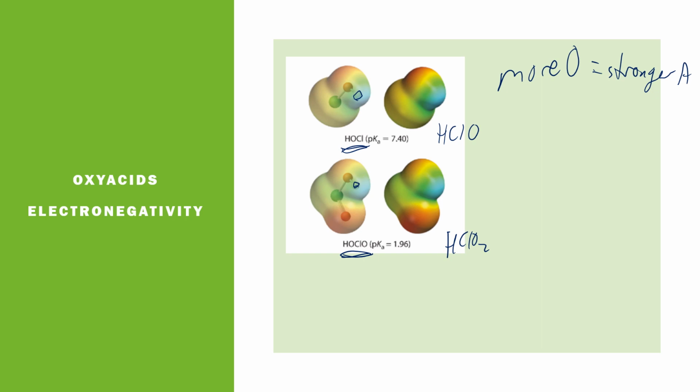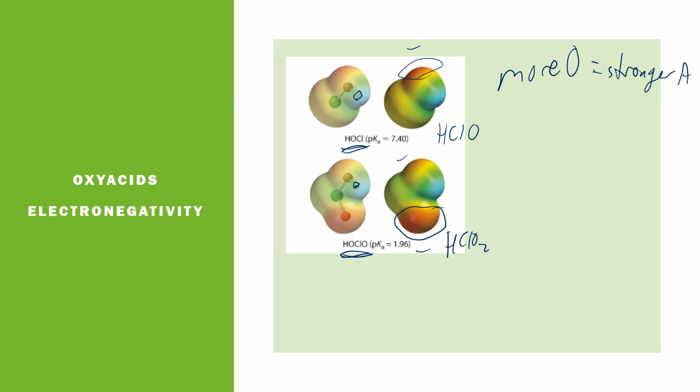Because the electrons are not near the hydrogen, it makes the hydrogens easier to leave. So, the red parts in this kind of heat map of electrons are more negative. The blue parts are more positive.